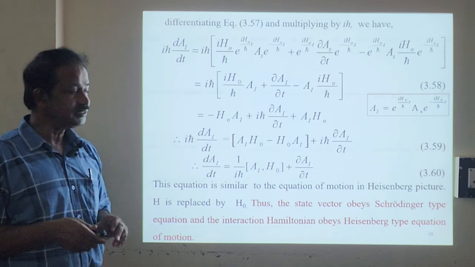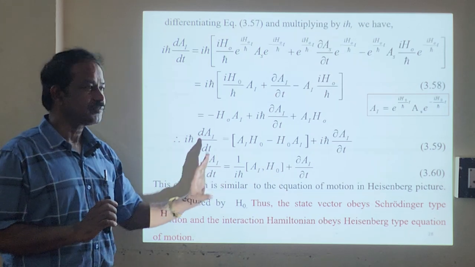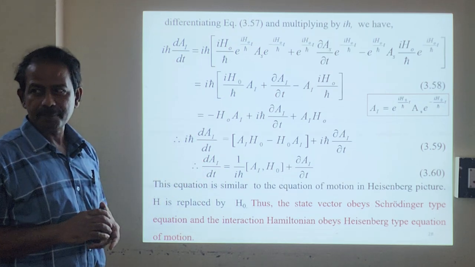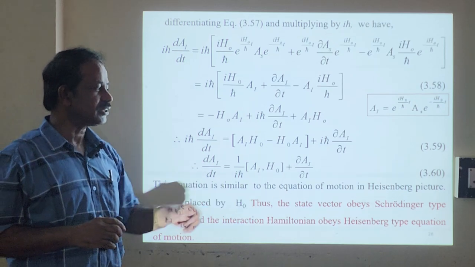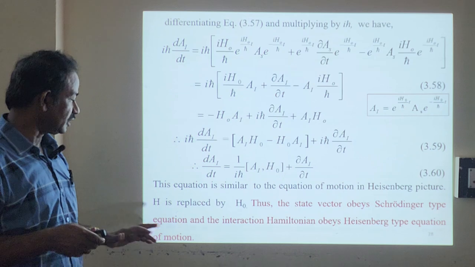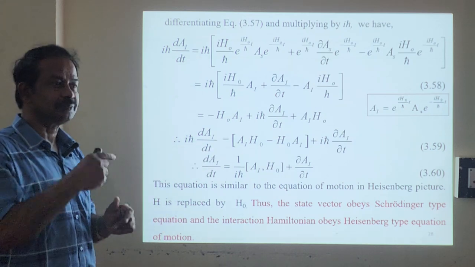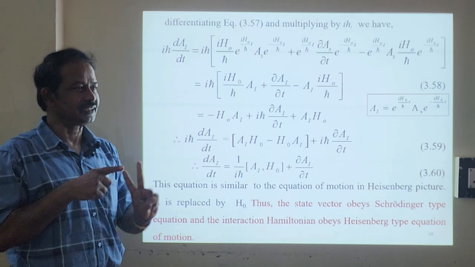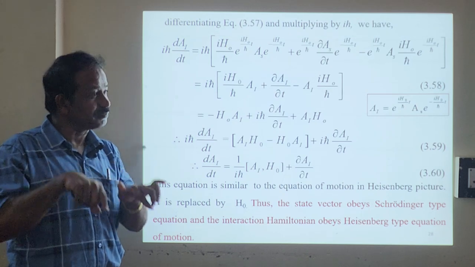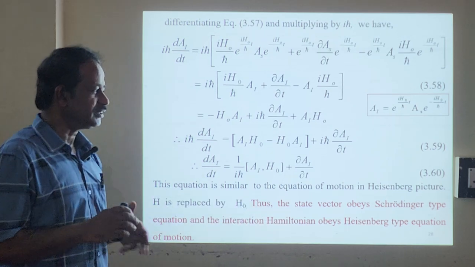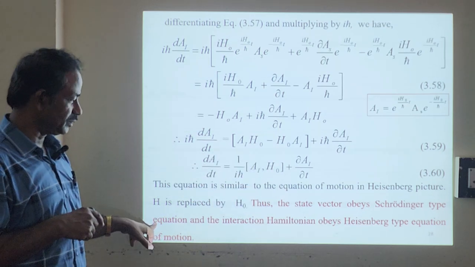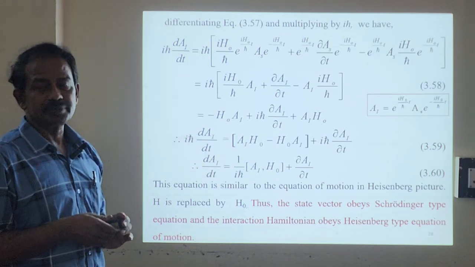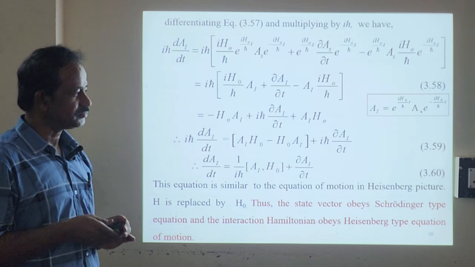Now this is the equation of motion in the interaction picture, correct? And this is exactly similar to the equation of motion in the Heisenberg picture. A very important conclusion is that the state vector obeys a Schrödinger type equation, and the interaction Hamiltonian obeys the Heisenberg equation. So we have only two entities, as he said, one is H, another one is psi. These two entities operate on time t, that matters. So this is exactly similar to the Heisenberg picture. Okay, so that's the idea.